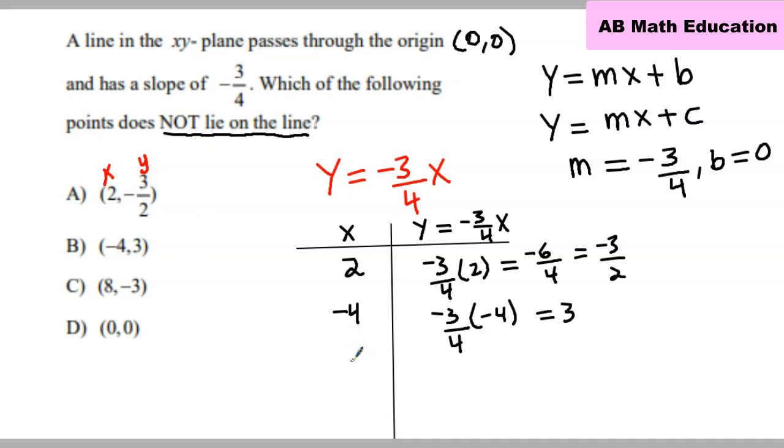Then you pick 8 and just plug it in there, 8 over 4 is 2, and that should have given us negative 6. You see that this is giving us negative 3, so this is a point that does not lie on the line. As for the (0, 0), we already got it over here because the line went through the origin. Indeed, when you plug in 0, you get negative 3 over 4 times 0, and that will be 0. So that's also a point on that line. This is how you solve this question.